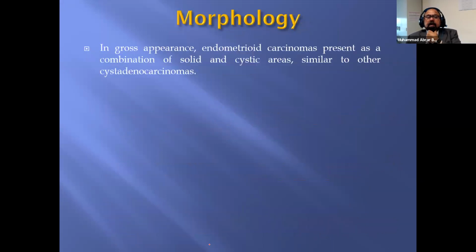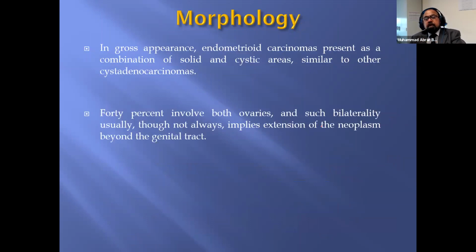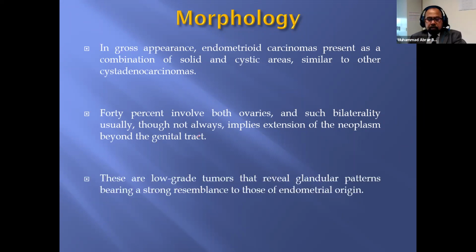Morphology: in gross appearance, endometrioid carcinoma presents as a combination of solid and cystic areas, similar to other cystic carcinomas. 40% involve both ovaries. Now here, the involvement of both ovaries is 40%. Such bilaterality usually, though not always, implies extension of the neoplasm beyond the genital tract. So if both of the ovaries are involved, there is a possibility that maybe the tumor has extended from the ovary to some other parts.